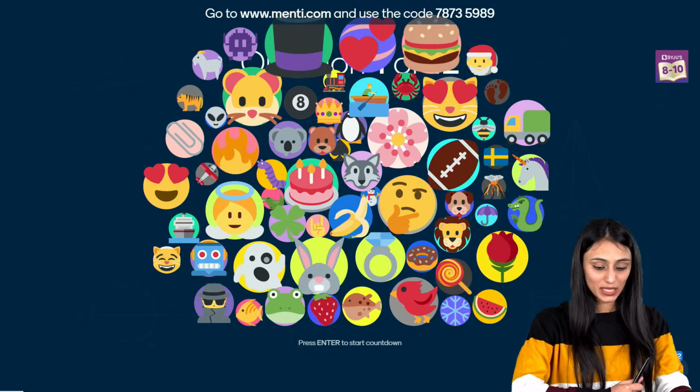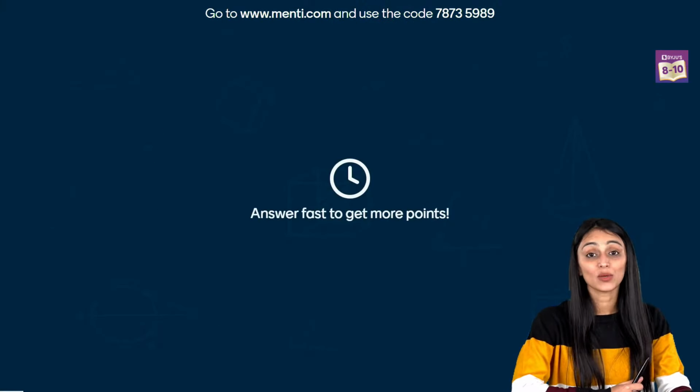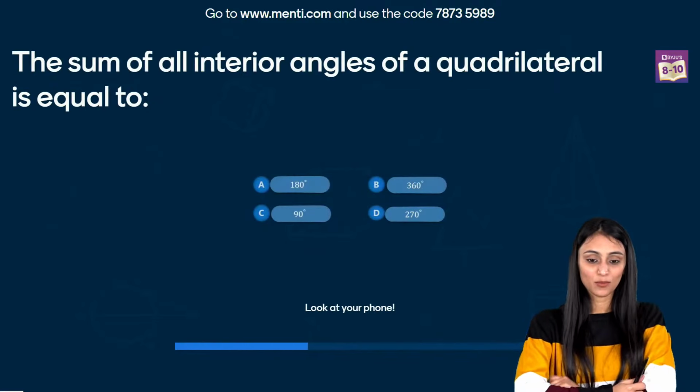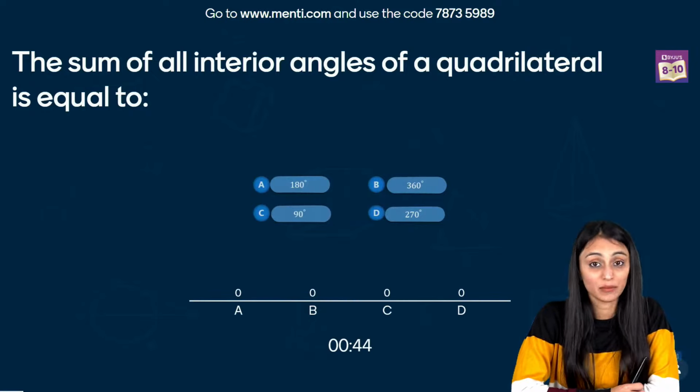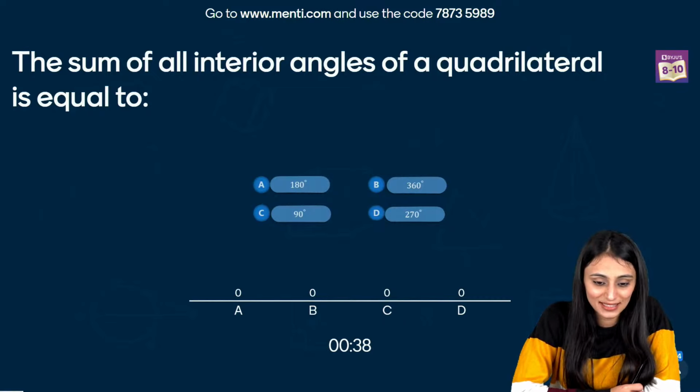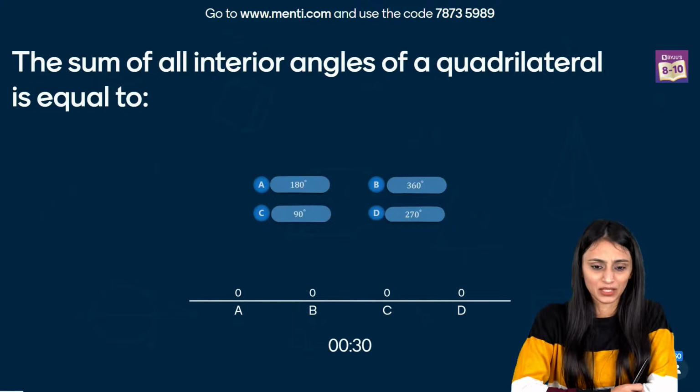Let's start the quiz. In this quiz, we are going to have 12 questions. So here is the first one. The sum of all interior angles of a quadrilateral is equal to one of the four angles mentioned here. You have to choose the right option. Very simple one, isn't it? Anshya, Ruhi, Mohammad Ansar Khan, quickly. That's a very simple one.